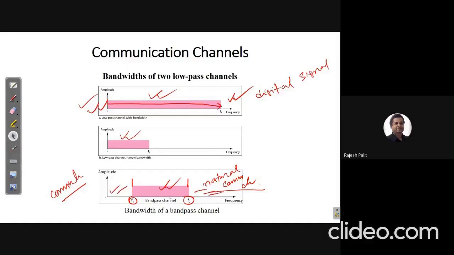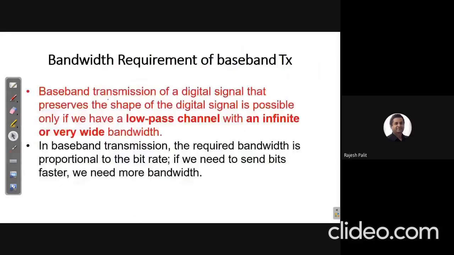So that's why the baseband transmission of a digital signal that preserves the shape of the digital signal is possible only if we have a low pass channel with an infinite or a very wide bandwidth. কথাটা বুঝছো? That is, if we want to transmit digital signal, it requires a very high bandwidth channel.